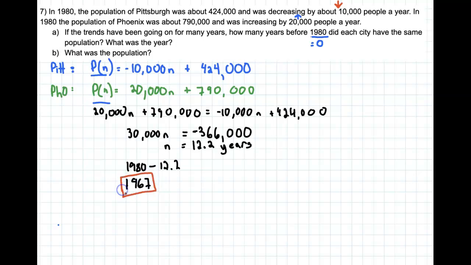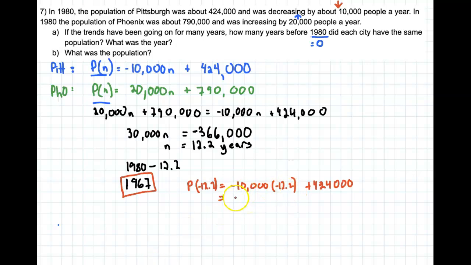Now, what were the populations? They're both going to be the same, so I can choose either one of these equations. Let's just look at Pittsburgh. It'd be the same as Phoenix at that time, right? So we've got negative 12.2 for n, which is equal to negative 10,000 times negative 12.2 plus 424,000.